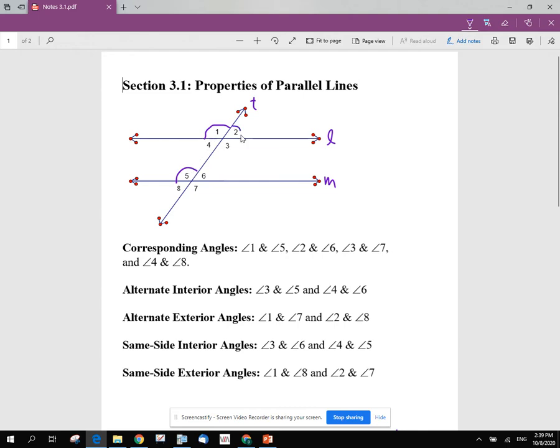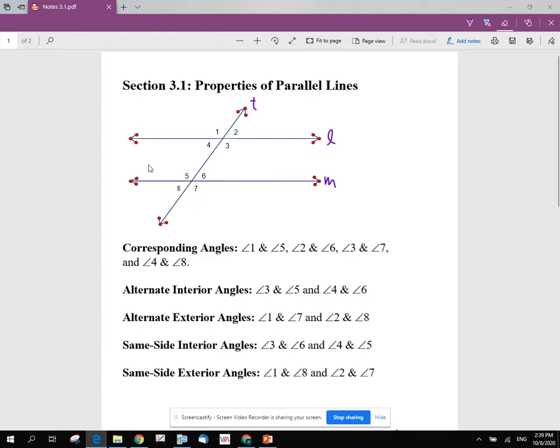Just the same, angle 2 would be corresponding with angle 6. Angle 4 would be corresponding with angle 8. And angle 3 would correspond with angle 7. Okay, so those are corresponding angles because they are in the same position, if you will, upper right, lower left, whatever.